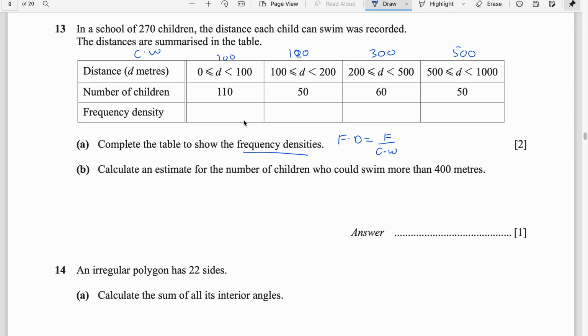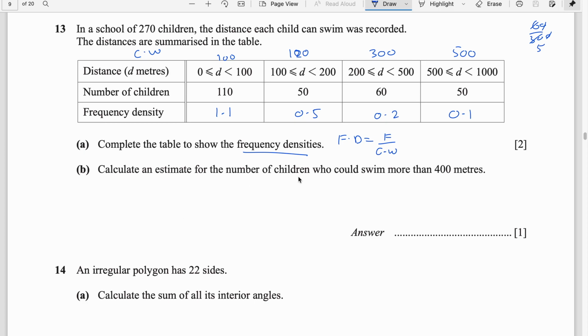So frequency is 110 and the class width is 100. 110 by 100 is 1.1. 50 by 100 is 0.5. 60 by 300, 6 goes 1 time, 1 by 5 is 0.2. And 50 by 500 is 0.1.